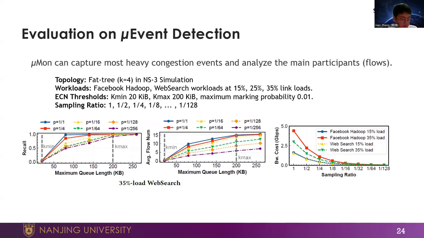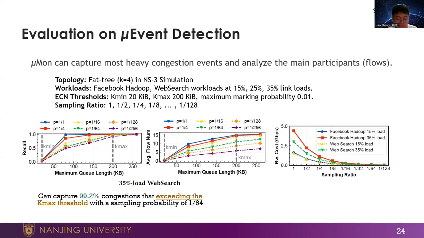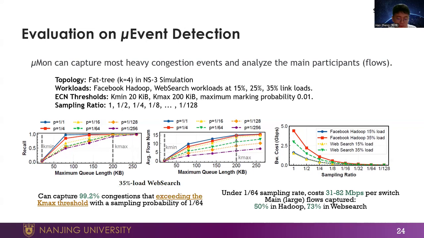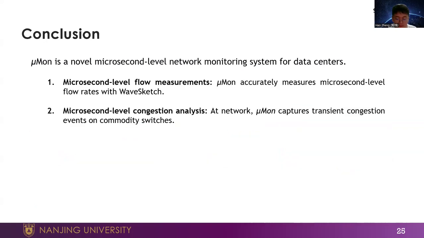The second aspect of the evaluation is on the congestion detection. We use a fat-tree topology and run Hadoop and web search workloads at different loads. We evaluate congestion recall ratio, flow recall ratio, and bandwidth cost on various sampling rates. We found microMON can capture 99% of congestions that exceed the Kmax threshold with a sampling probability of 1/64. It costs about 31 to 82 Mbps bandwidth per switch, and 50 to 73 flows are captured.